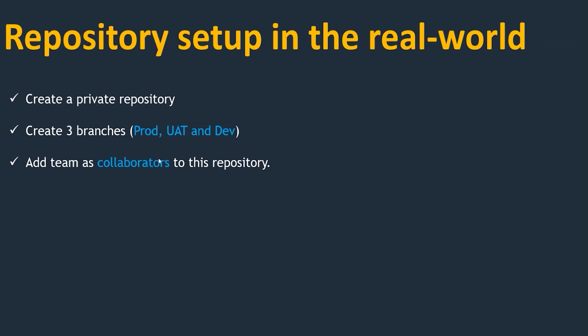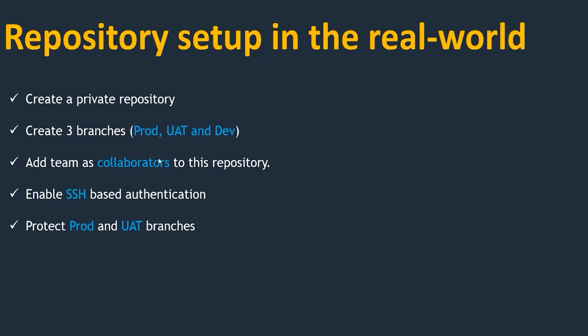In this project, I'm going to use 4 developers, so I need to add 4 developers as collaborators. But to add them as collaborators, they should have a GitHub account. Next, enable SSH based authentication. I'm going to enable passwordless authentication so that they can push their code onto the GitHub account without any issues.